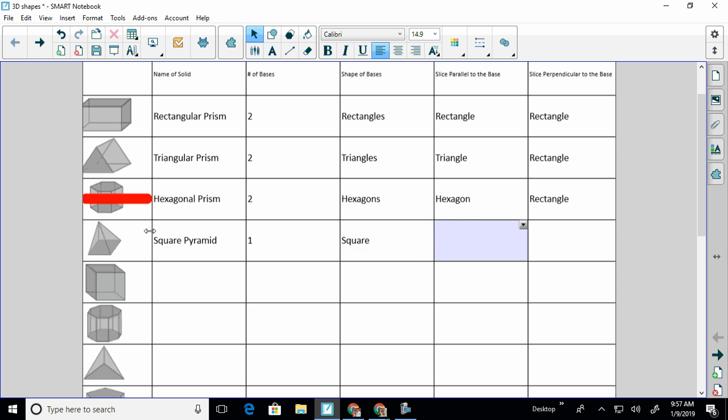If I were to slice parallel to that base, it's going to be a square. You'll notice the pattern here. If I would slice perpendicular to that base, it's a little bit different. If I go straight through it, now it's going to make a triangle.